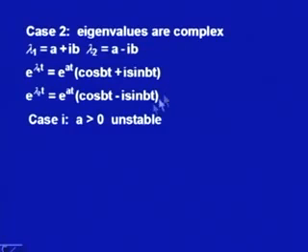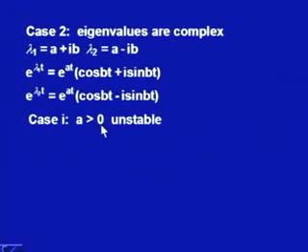Now, in this case, the solution will depend on the sign of a. The sine and cosine functions remain bounded, so their values cannot increase beyond 1 or minus 1. So, as t tends to infinity, the total term may go to infinity or may tend to 0, depending upon whether a is positive or negative.